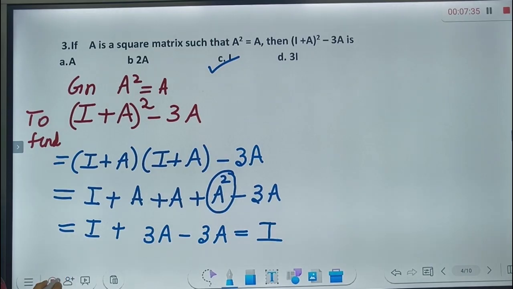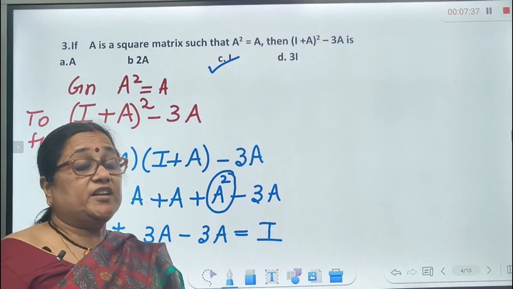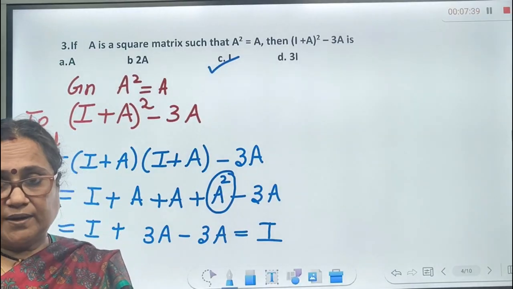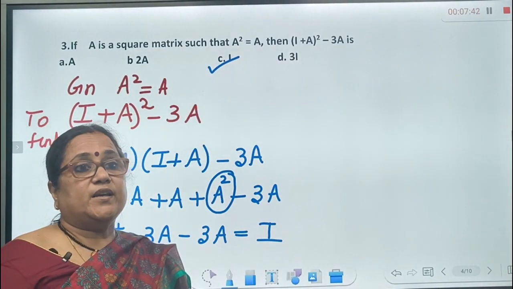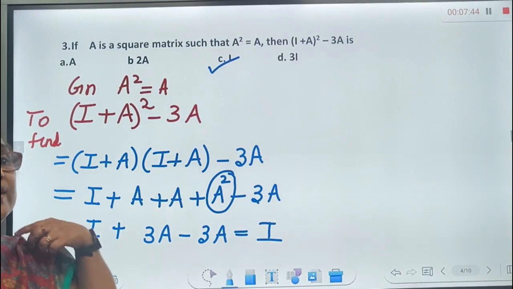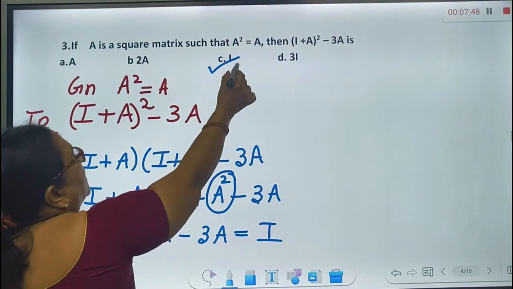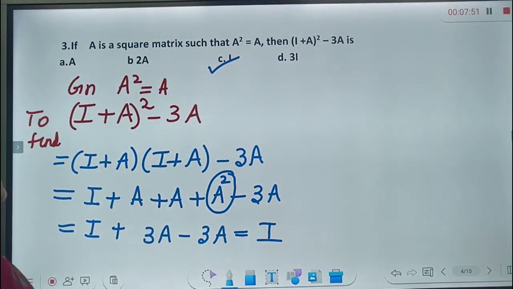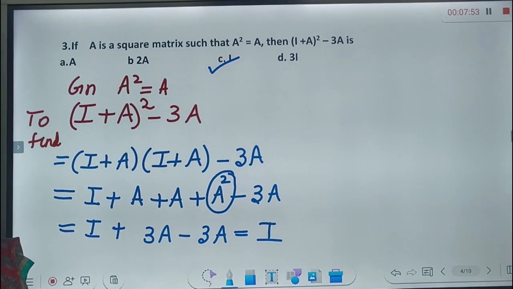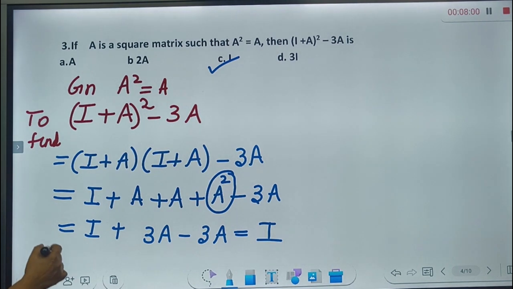So we are making use of the fact that any matrix you multiply with identity, whether left or right, you get back the same matrix. AI is equal to IA equal to A. We are also using the fact that I square is I, and we are also substituting for A square as A, as it is given that we are dealing with a square matrix such that A square equal to A. So these are the properties of matrices which are very important and their application, and this is a problem which tests your understanding of the properties of matrices.